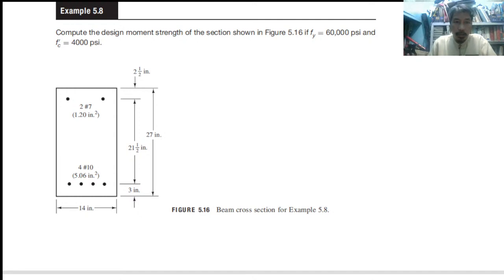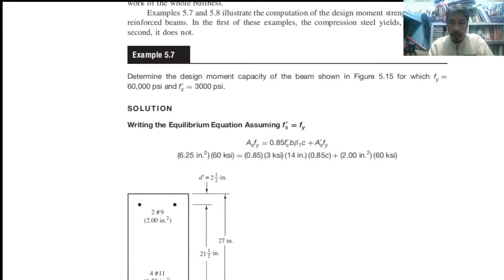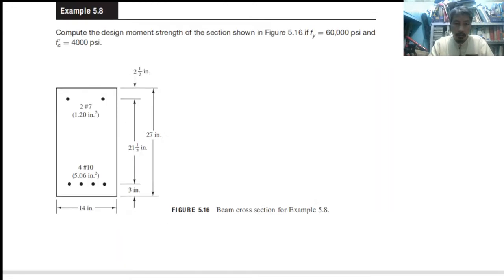Compute the design strength of the section shown. We have two steel bars, number 7, total is 1.2, and four, number 10, total is 5.06. We have the following dimensions, the same as in example number 7.